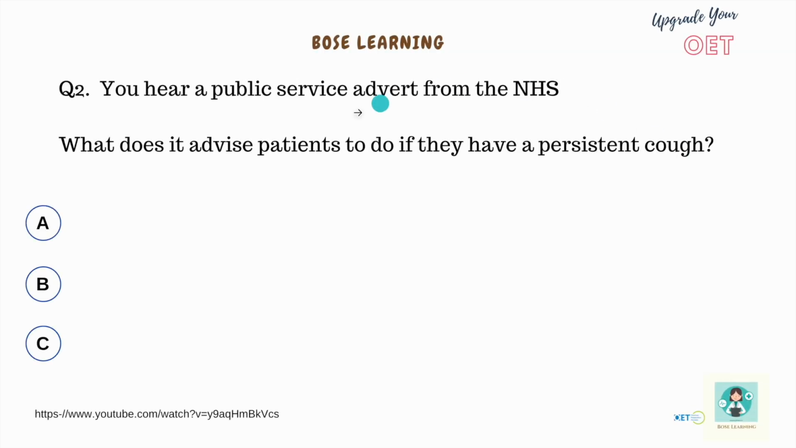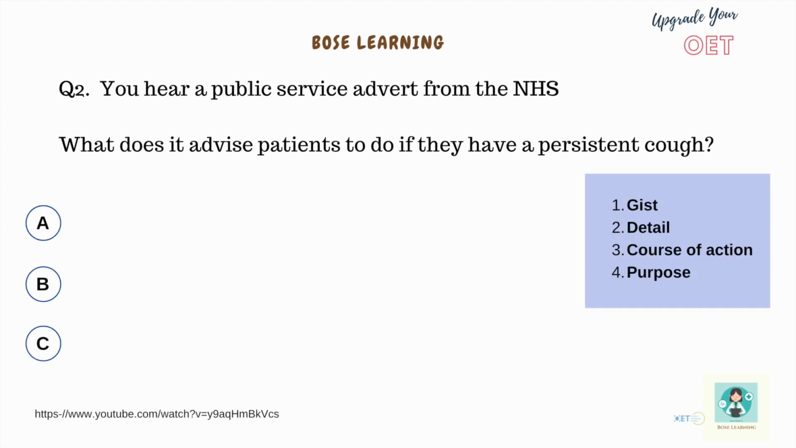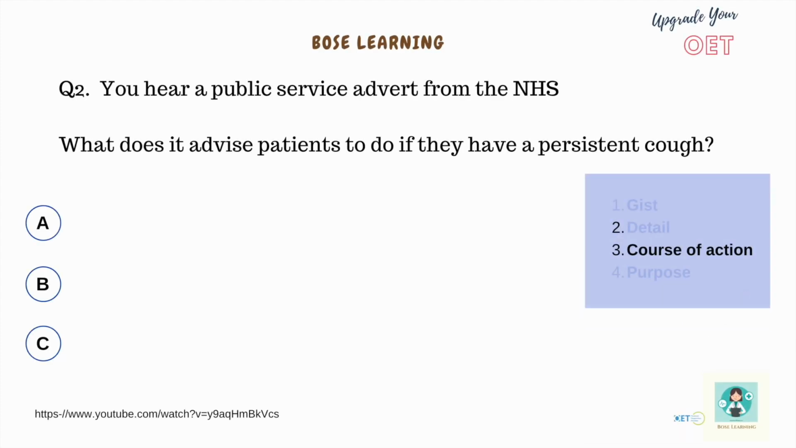And this time the context is you hear a public service advert from the NHS. So here we have an advert, so probably just one person talking. What does it advise patients to do if they have a persistent cough? So again, out of our four options, which one do you think it is? Well, we can kind of narrow it down to course of action. What should they do? Of course, you're listening for the detail of this as well, but really it's what should they do after they've heard this advert.